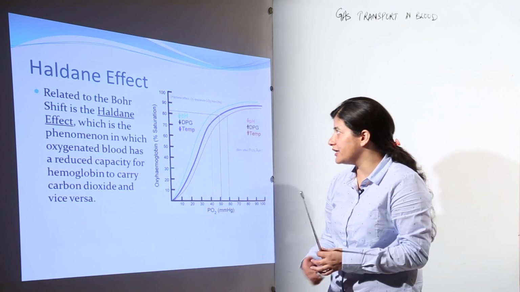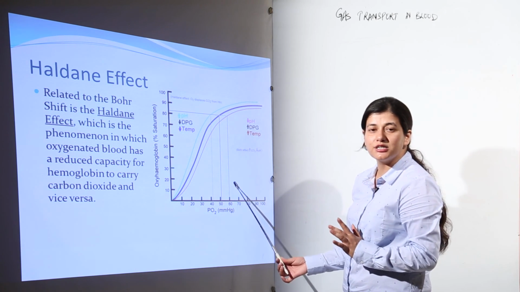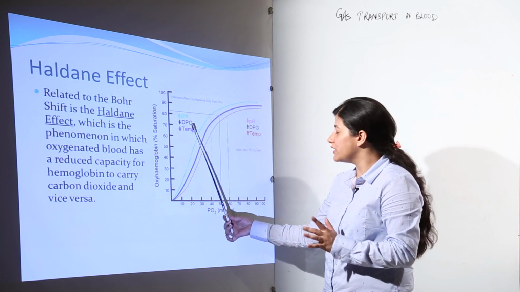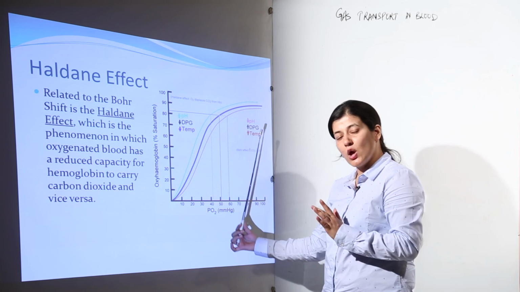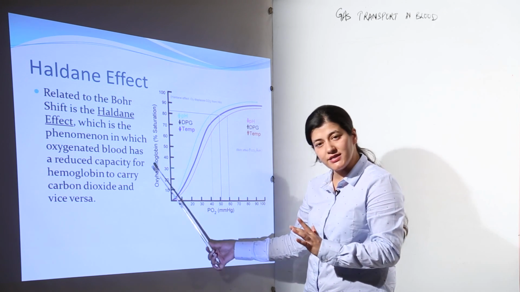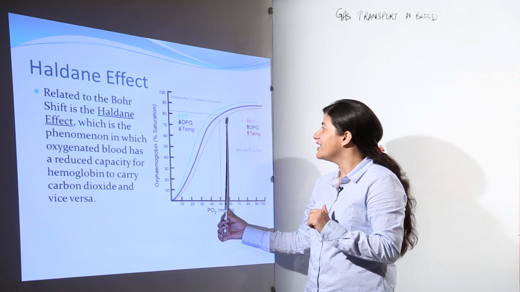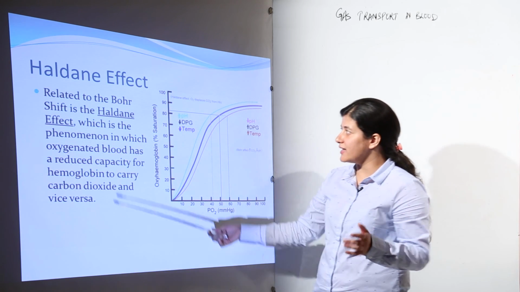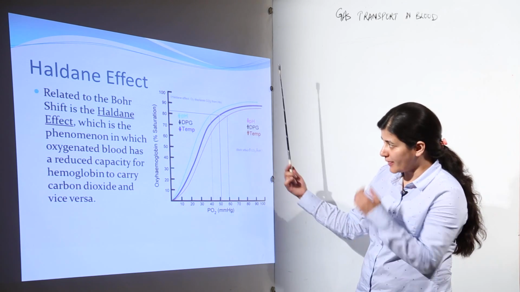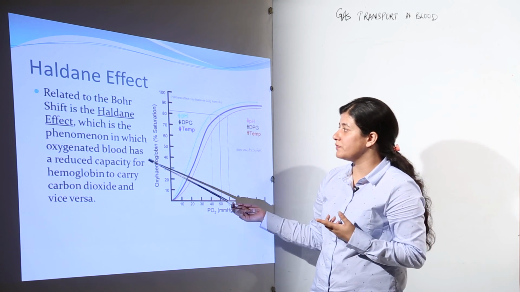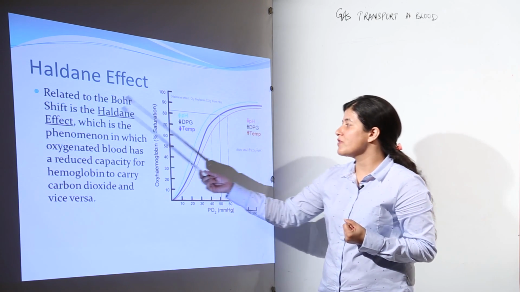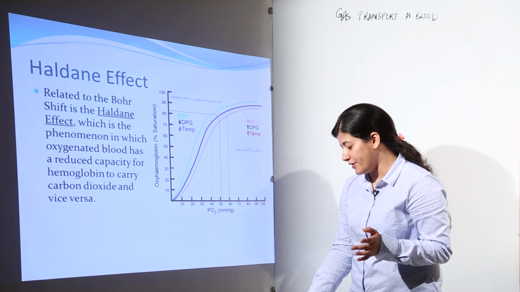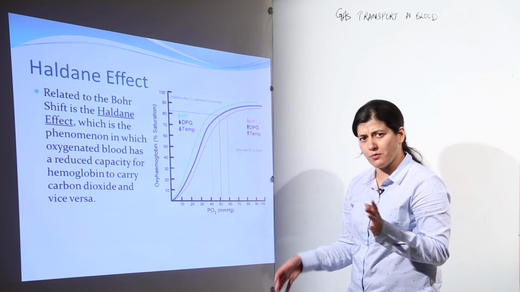Now this particular thing is studied in terms of the Haldane effect. Shifting towards the right is known as the Bohr effect, while the reverse Bohr effect, that is shifting towards the left, is known as the Haldane effect. Related to the Bohr shift is the Haldane effect, which is a phenomenon in which oxygenated blood has a reduced capacity for hemoglobin to carry carbon dioxide, because some carbon dioxide is carried in the form of carbaminohemoglobin as well.